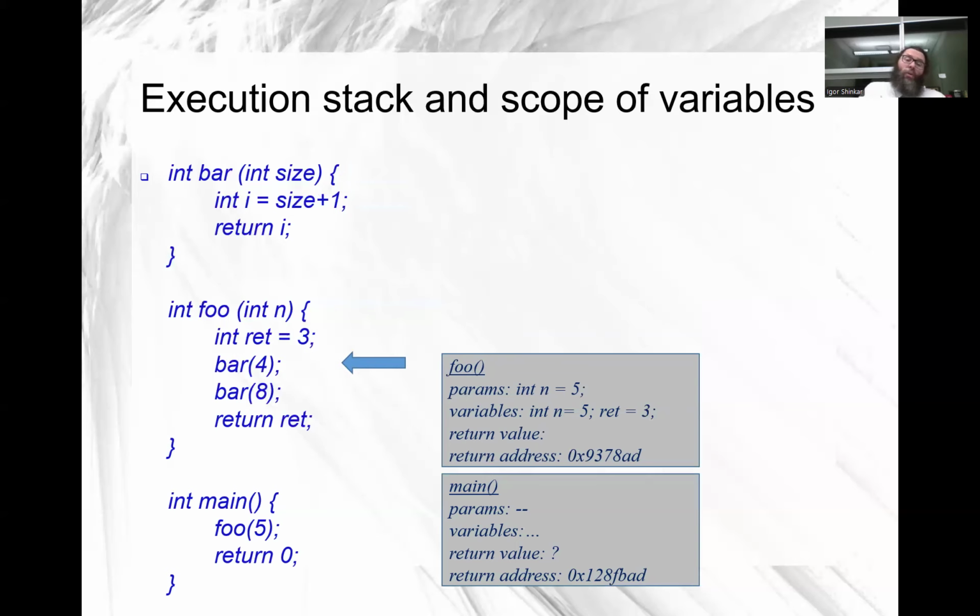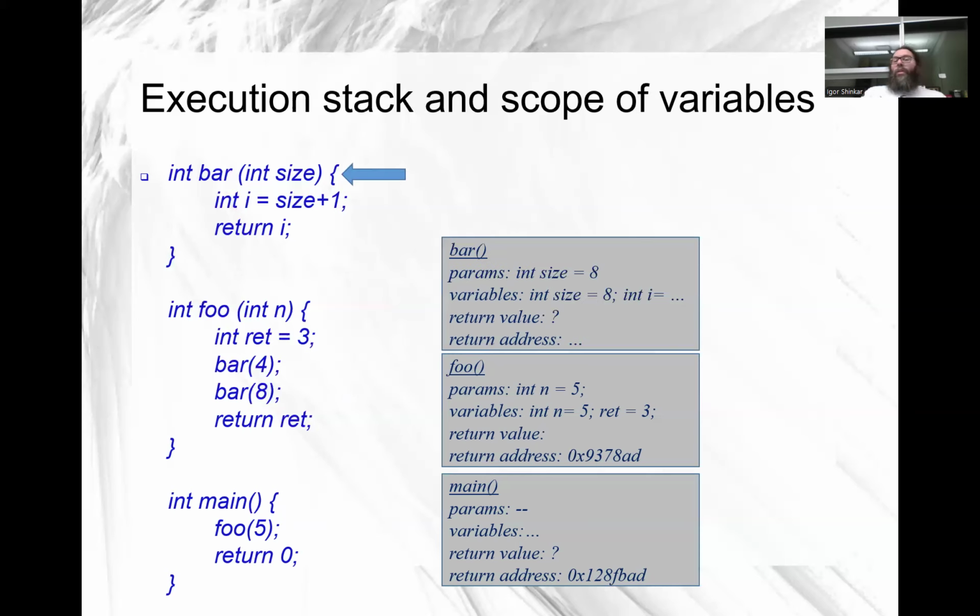Now we're done with this line. What are we doing now? We're going to the next one. The next one says bar 8. What's the effect of bar 8? We create a block on the execution stack. Now the int is 8, and i becomes 9. The return value for now is not known.